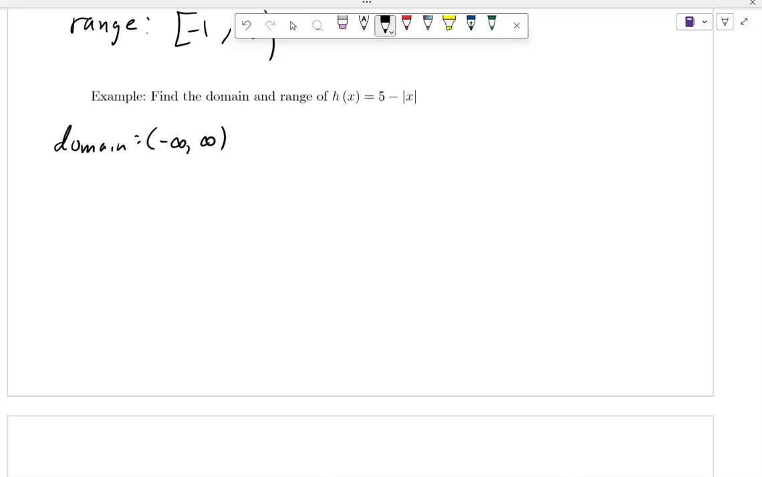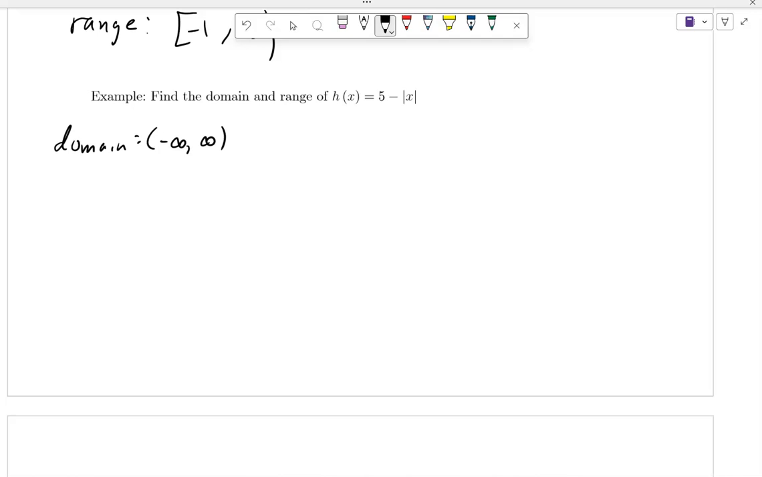Remember, right now there's two big issues that we need to worry about for domain. Can we possibly divide by 0? Can we take the square root of a negative? Those are the two big things that we have to worry about right now. We'll see some examples of that here in a minute. So for absolute value, what does it do? It basically takes away a negative if there is a negative. Otherwise, it just leaves it alone.